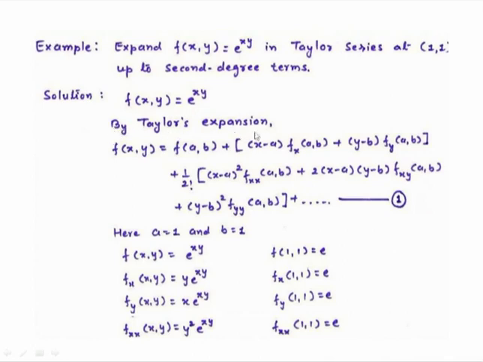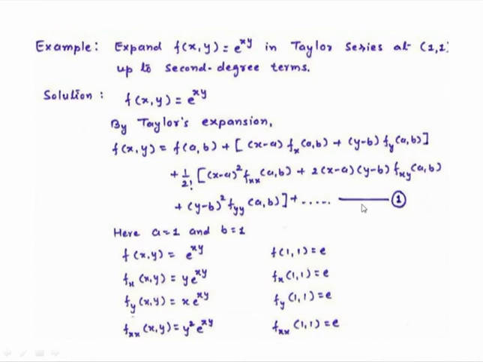Now we write the Taylor's theorem. So f of x, y is equal to f of a, b plus x minus a into fx at a, b plus y minus b into fy at a, b plus 1 upon 2 factorial into the bracket x minus a whole square into second order partial derivative of f with respect to x at a, b plus 2 times x minus a into y minus b fxy at the point a, b plus y minus b whole square into fyy at a, b plus the remaining terms of third order partial derivative or third degree of x minus a and y minus b.